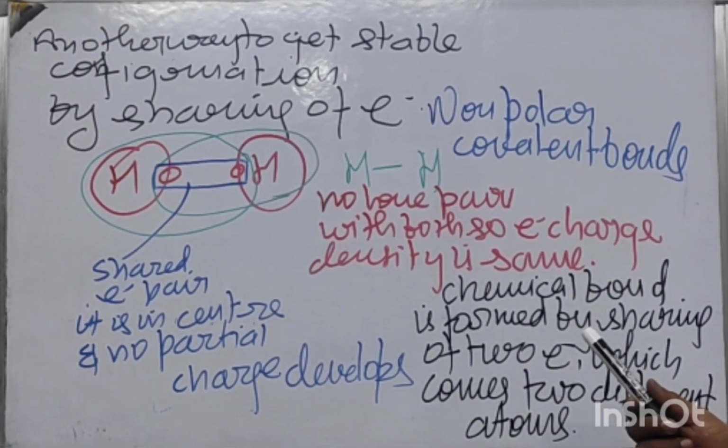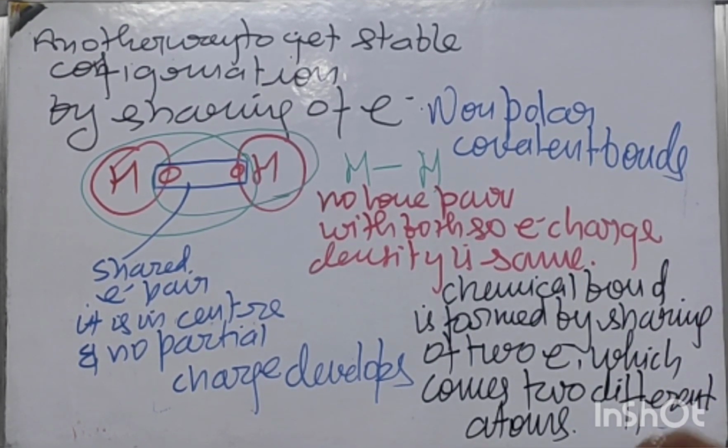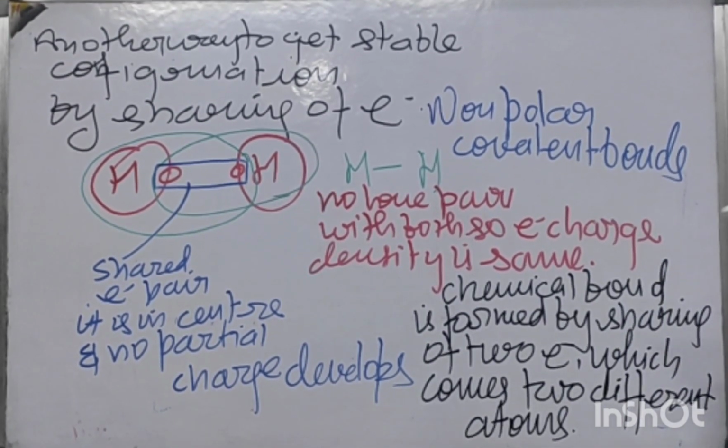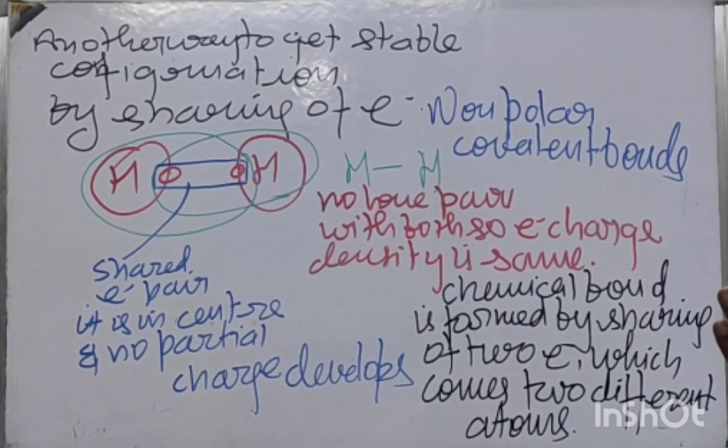In covalent bonds, the chemical bond is formed by sharing of electrons, where electrons come from two different atoms, right? Since both the atoms have the same electron charge density, the shared electron pair is in the center and no polarity develops. That's why it is known as a non-polar covalent bond. In hydrogen there is a single bond, right? Should I rub this?